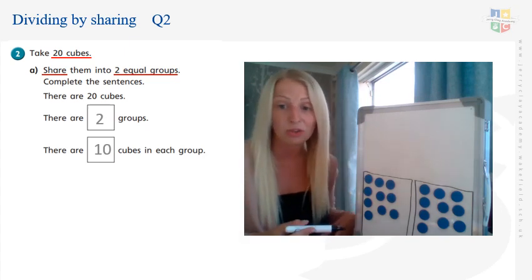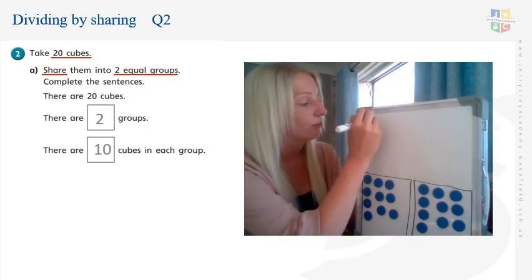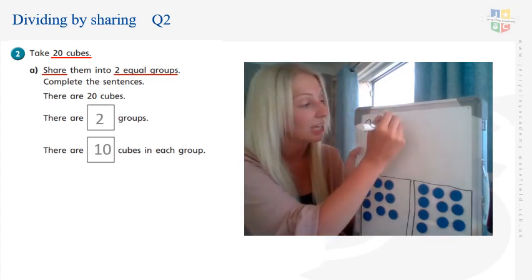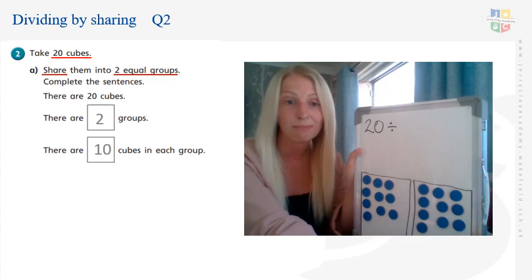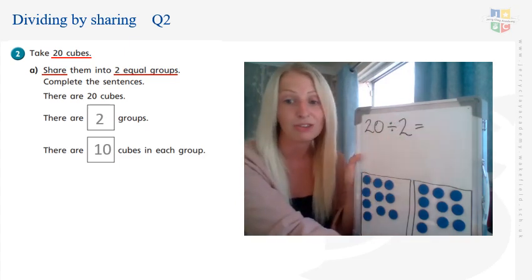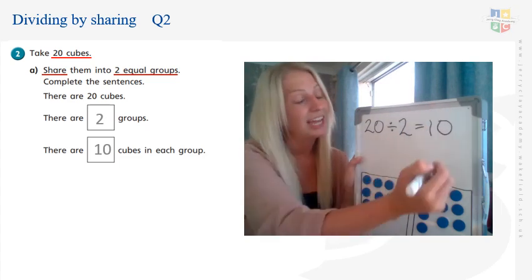And to put this in a number sentence, I started off with 20 cubes or 20 counters. I shared them equally using my divide symbol into 2 groups. And how many does each group have? They have 10.